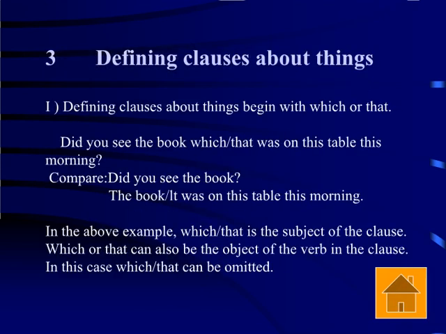As for defining clauses about things, they begin with which or that. Here's an example. Did you see the book which/that was on this table this morning? Which, that is the subject of the clause. Which or that can also be the object of the verb in the clause. In this case, which, that can be omitted.